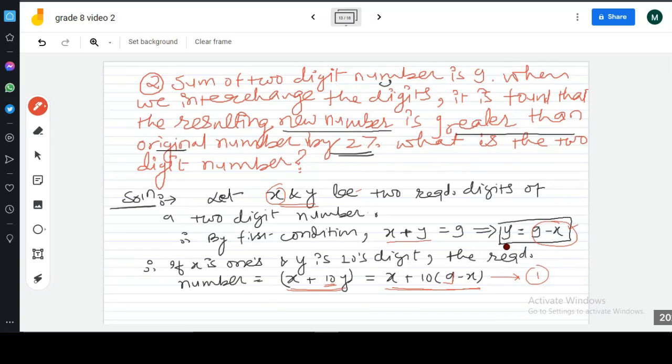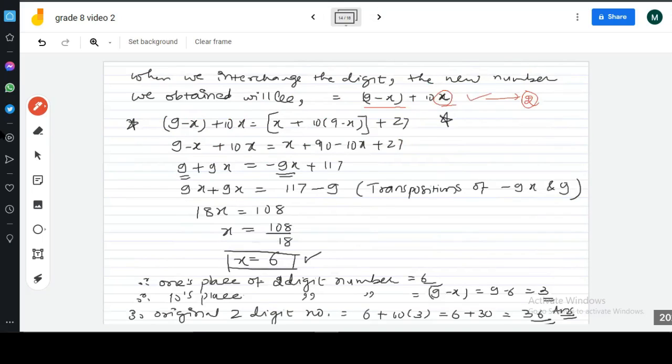Greater by 27 means we need to add 27. So our equation will be like this. By using the condition, the new number obtained, equation 2, that is 9 minus x plus 10x, is equal to 27 more than the original number. The original number is nothing but expression 1, that is x plus 10 times 9 minus x. This is a very important step in this example. Once we got this, the remaining part is very easy.